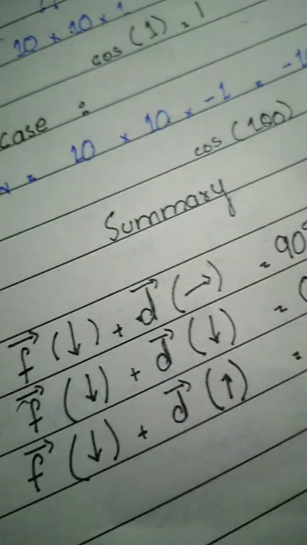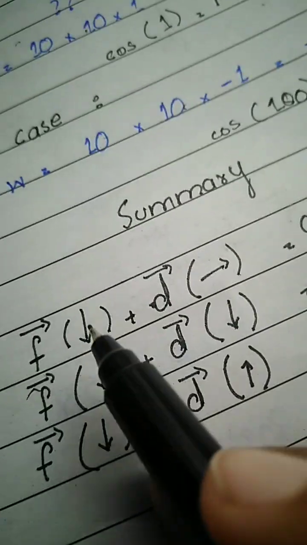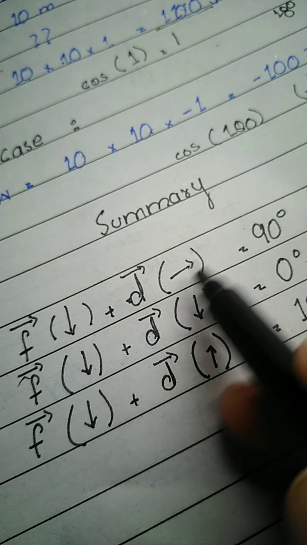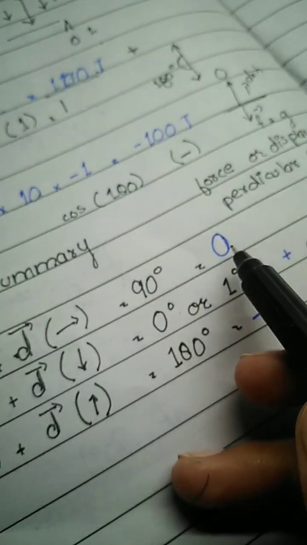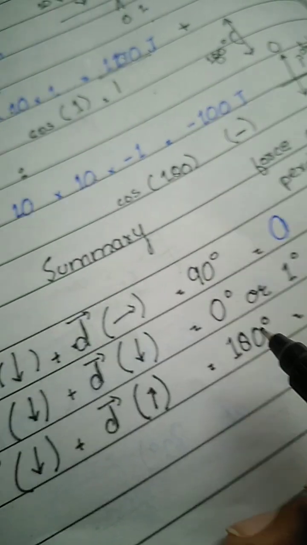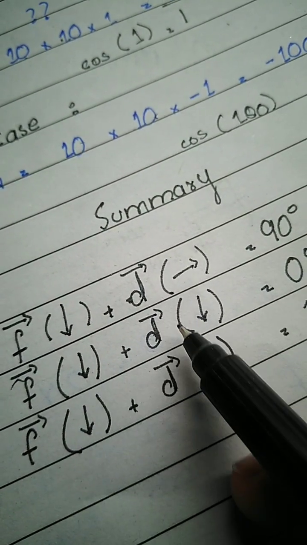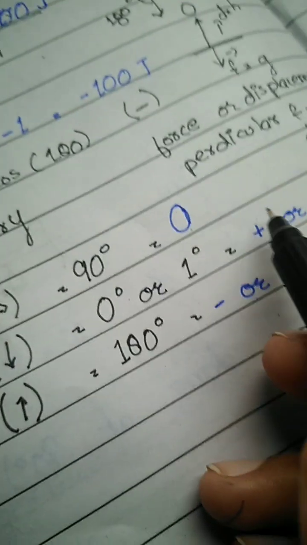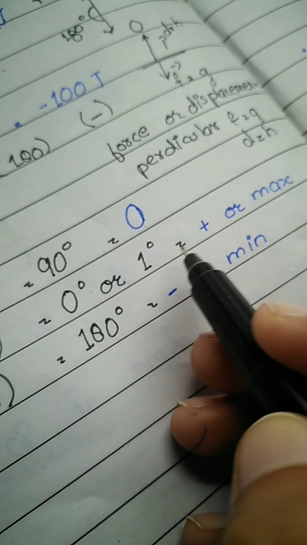So let's just talk about the summary. Force downwards, displacement straight, angle 90, and the work is equal to 0. Force downwards, displacement downwards, that's the best condition, and the answer is positive or maximum.